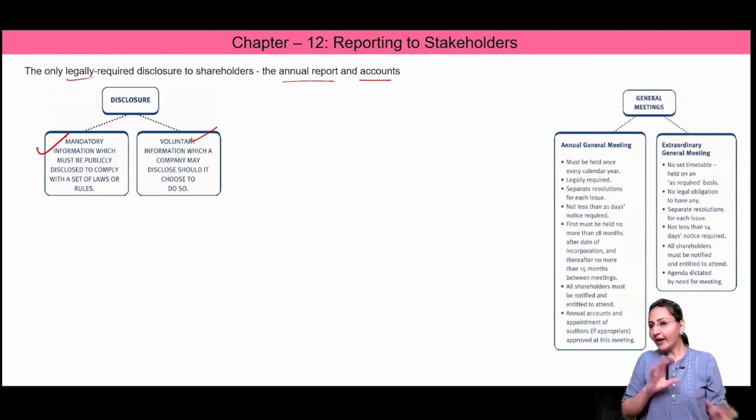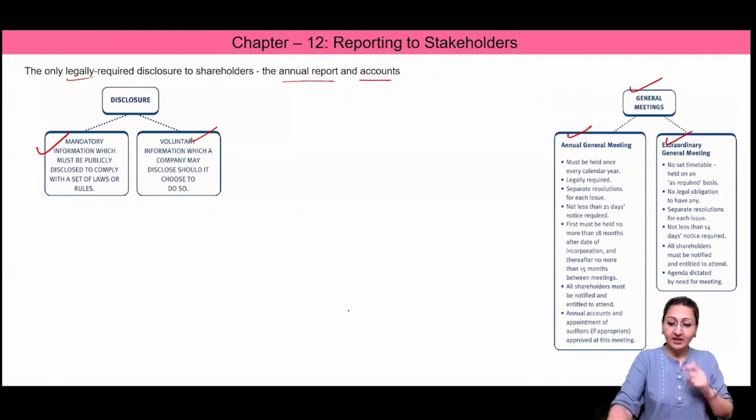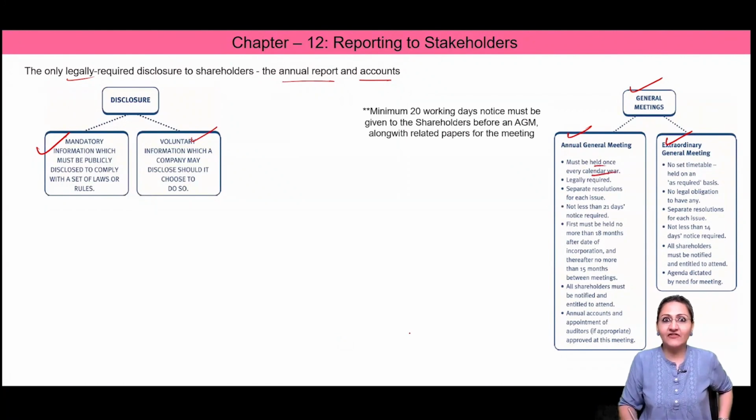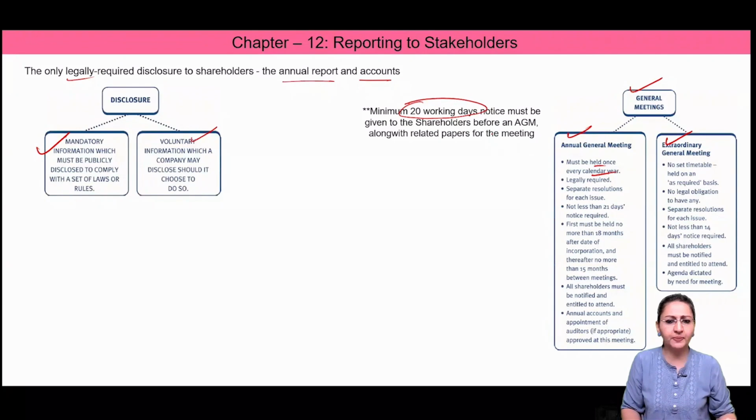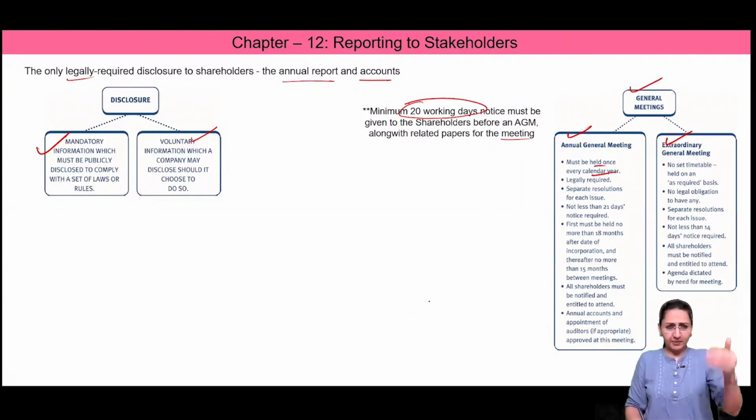Now, when and where is this disclosure to be made? This disclosure should be done in general meetings. One is an annual general meeting, another is an extraordinary general meeting. Now, the annual general meeting happens every calendar year because it's an annual general meeting, and a minimum of 20 days of notice must be given to the shareholders so that they can arrange for their attendance in the AGM. Minimum 20 working days. And then a clear-cut agenda should be sent stating the purpose for which the meeting is going to be held. 21 days notice is required, 20 working days.